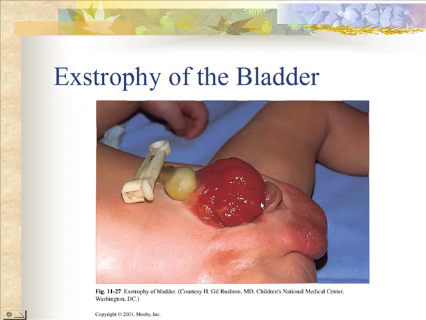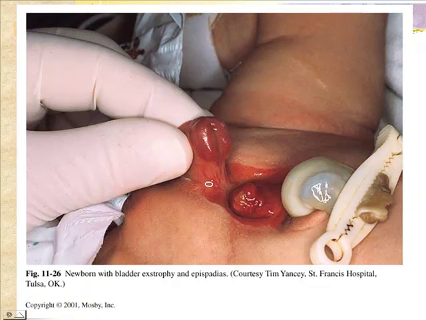We saw this not too long ago at the hospital, where it was actually a little girl, and they were keeping just a moist 4x4 over it for the short term until she had grown enough that they could go in and do the surgery. Here's another exstrophy up here, not quite as much of the bladder, but some out, and this has an epispadias. Here's our meatus up here.